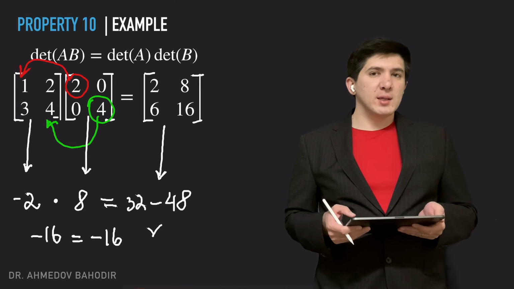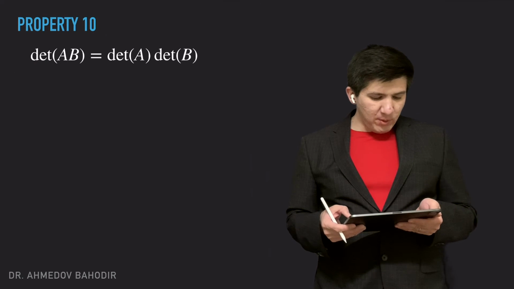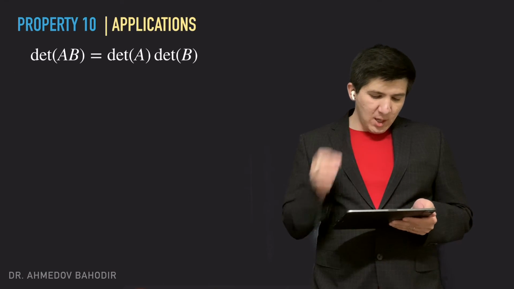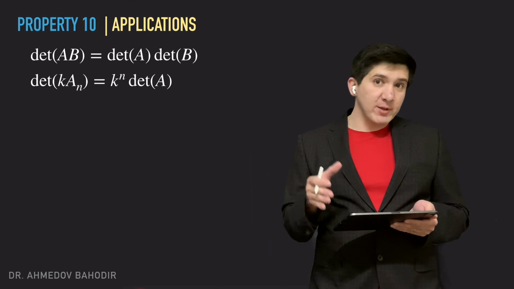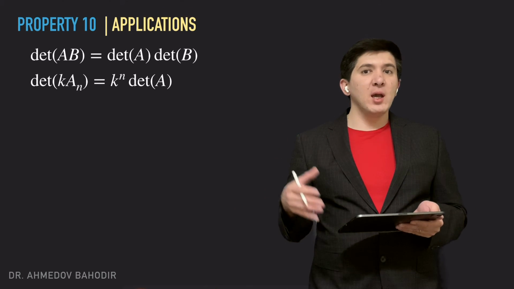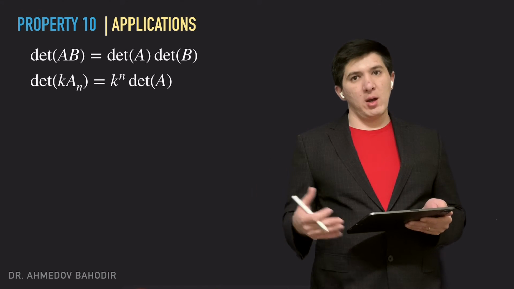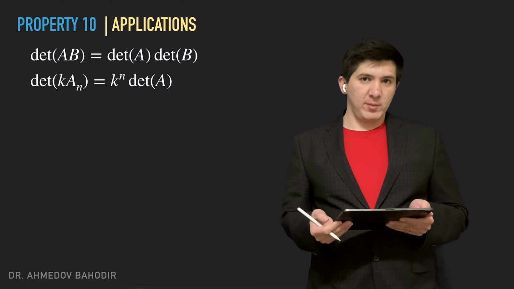We can apply this in a range of problems. For example, we've got this equation: whenever you multiply a matrix by a constant and then find the determinant, it's simply the determinant of the matrix times this constant to the power of n, where n is the dimension of the matrix.